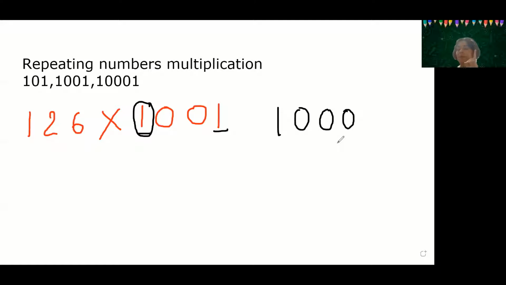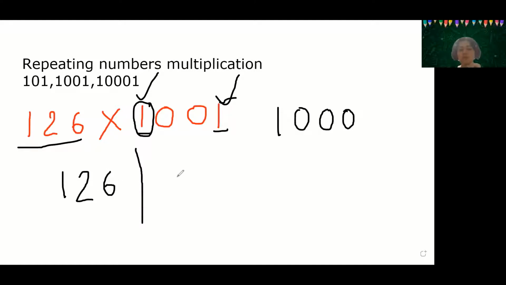Now the second step. How many times is 1 written in the multiplier? 1001 is the multiplier. How many times is 1 written? It is written 2 times. We have to write the multiplicand as many times as 1 is written in the multiplier. So put a separator line. Write 126 2 times: 126 and 126.